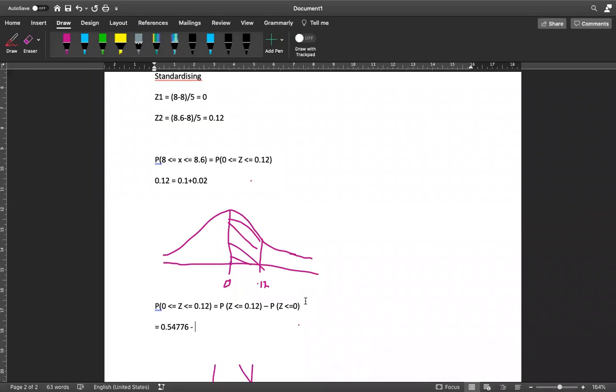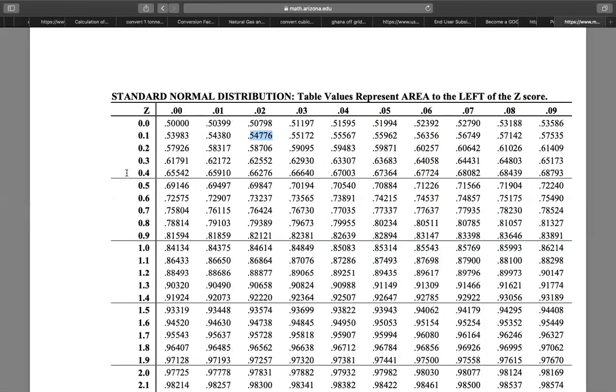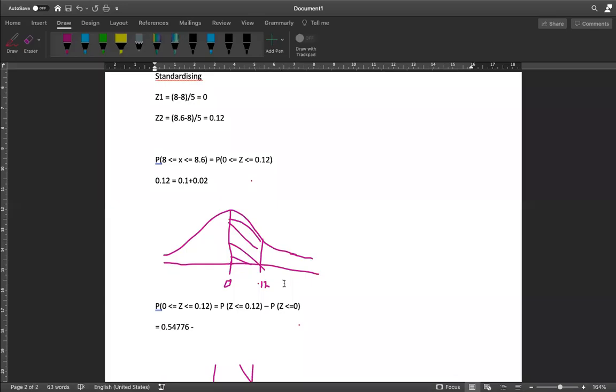And then you're supposed to find the probability that Z is less than or equal to 0. 0 is like 0.00, and 0.00 is like 0.0 plus 0.00. So you have 0.0 here, and then you have 0.00 here. What's the probability? It's basically 0.5. So minus 0.5. So what becomes of the final answer?